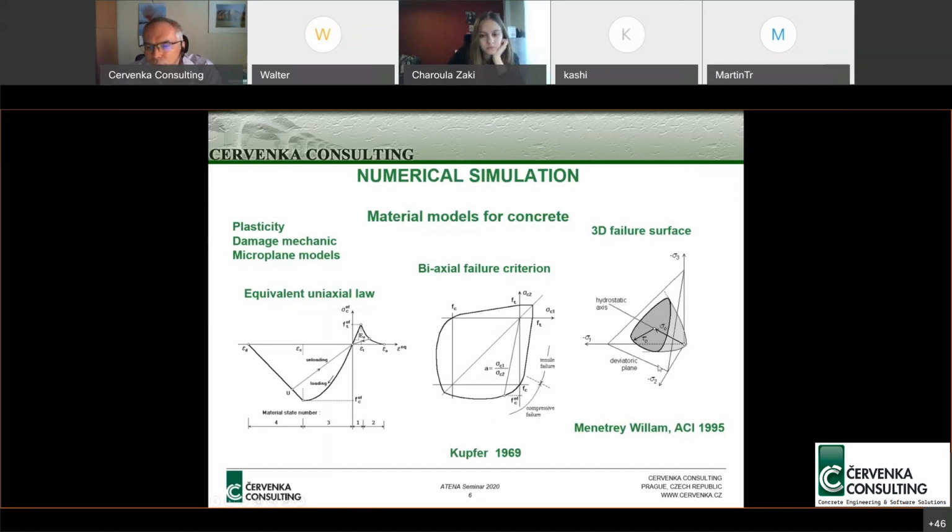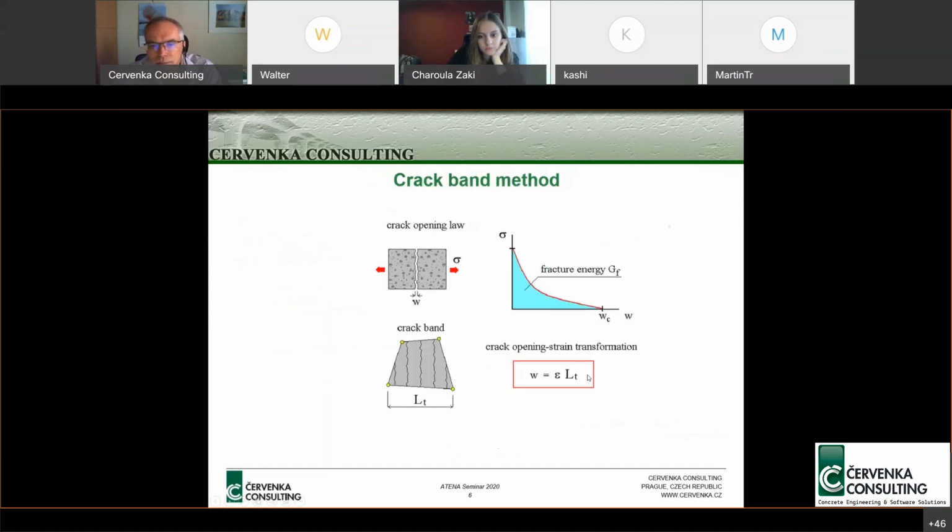And in 3D, we are using a full three-dimensional failure surface. We are using the Menétrey-Willam three-parametric surface, which looks like a cone with a triangular shape with rounded corners.